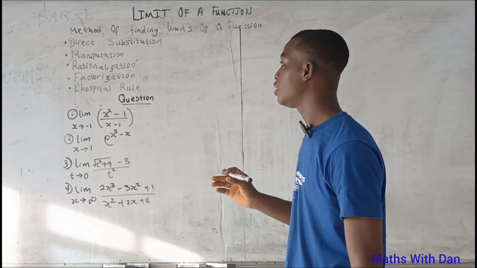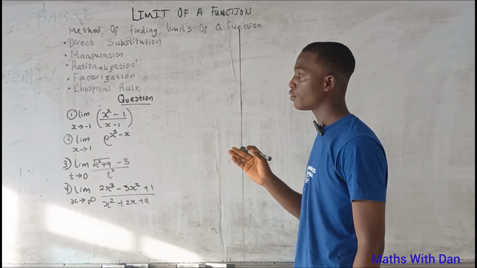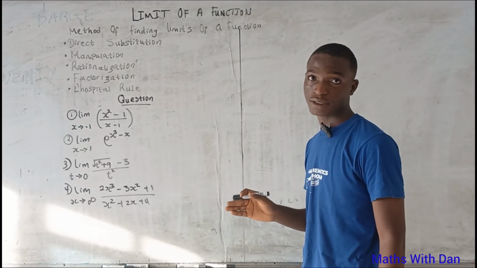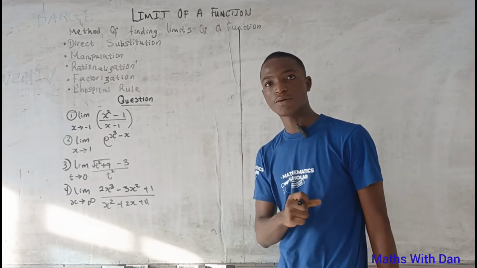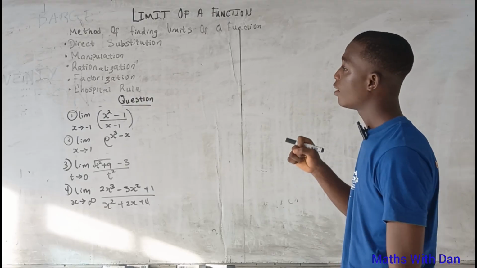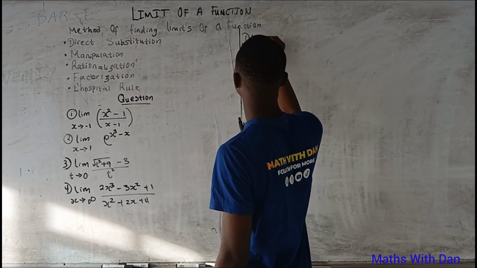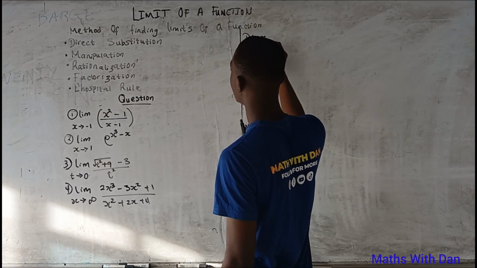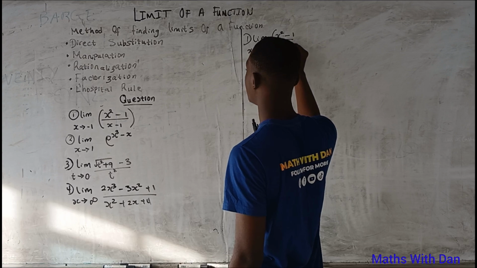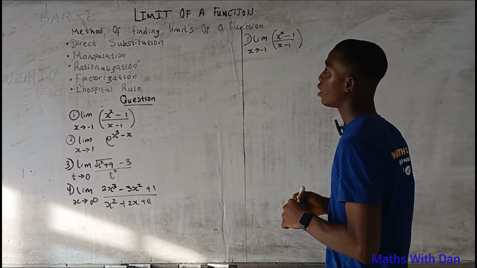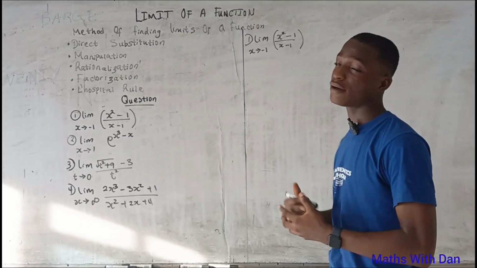Question one says limit of x approaching 1 of the function x squared minus 1 over x minus 1. If you have not watched my previous video on limits, do well to watch it so you can have an idea of it. So we are going to ask ourselves what method and what rules we are going to use to get our final answer.